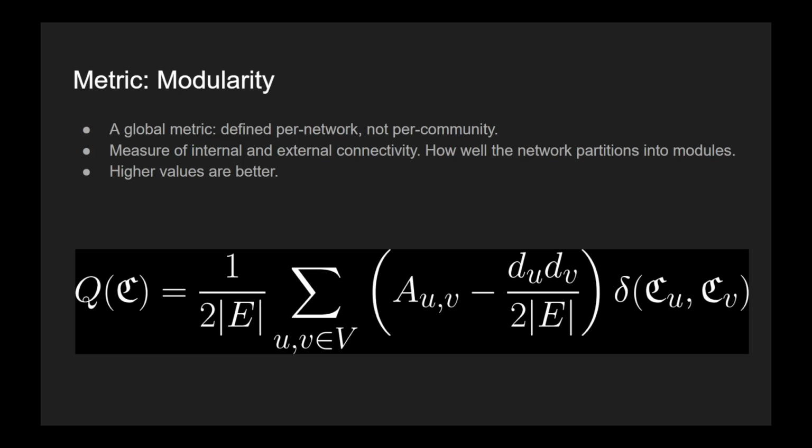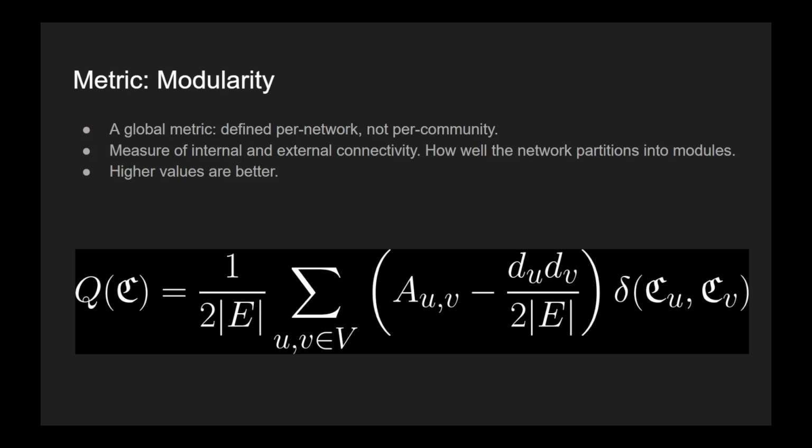Alright, so let's talk about modularity. Modularity is a global metric, and it's defined per network given a set of communities. Now this is unlike the last 2 metrics we looked at. For instance, with density, you can get the density of each community, so every single community will have some density. Same with conductance, each community will have a conductance. However, there's just one modularity value for the entire network given the set of communities.